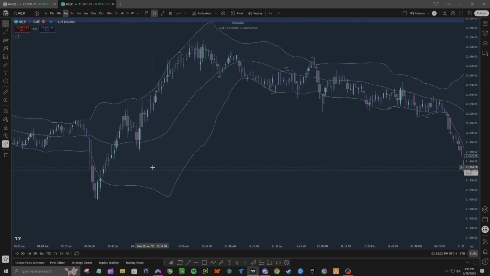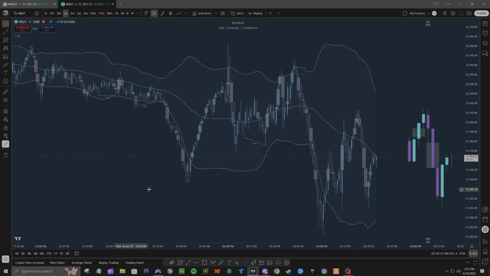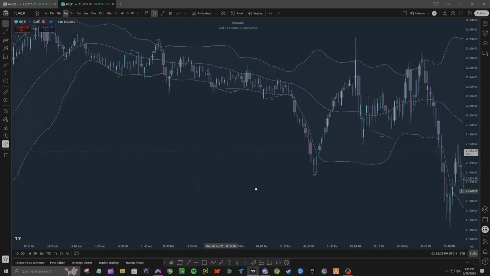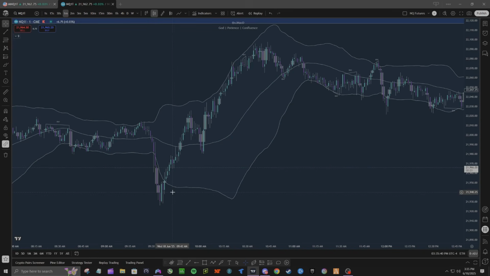Essentially, the idea behind it is you long whenever you're outside of the lower Bollinger Band, and you short when you're outside of the upper Bollinger Band. So it's a really simple strategy. As you can see, a lot of these inversions played out strictly based off of what I'm telling you.